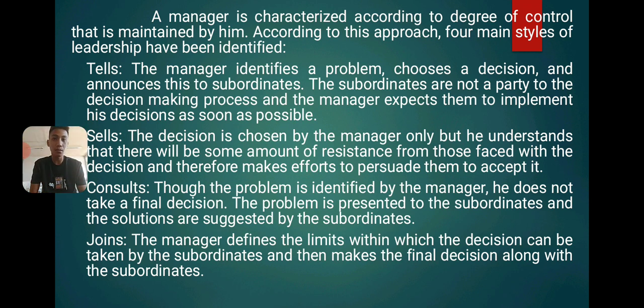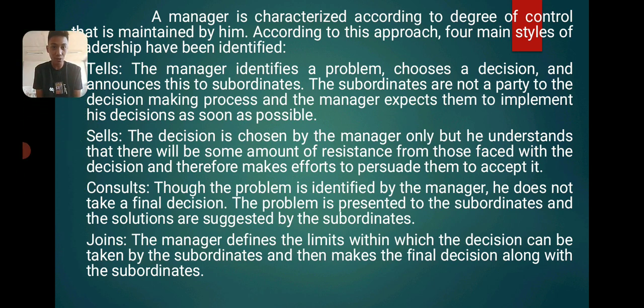Four main styles of leadership have been identified. One, tells. The manager identifies a problem, chooses a decision, and announces this to his subordinates. The subordinates are not a party to the decision making process, and the manager expects them to implement his decision as soon as possible.